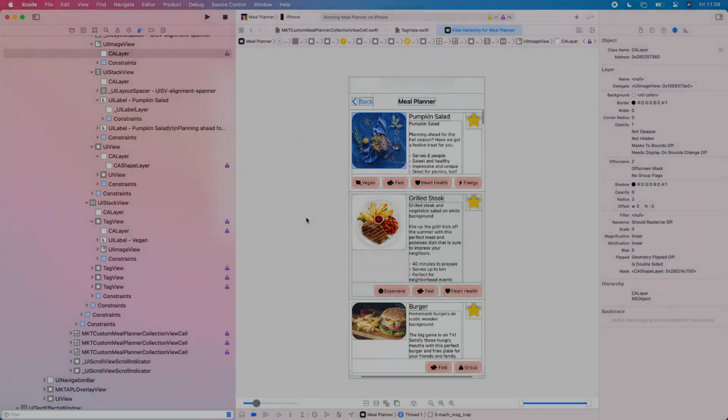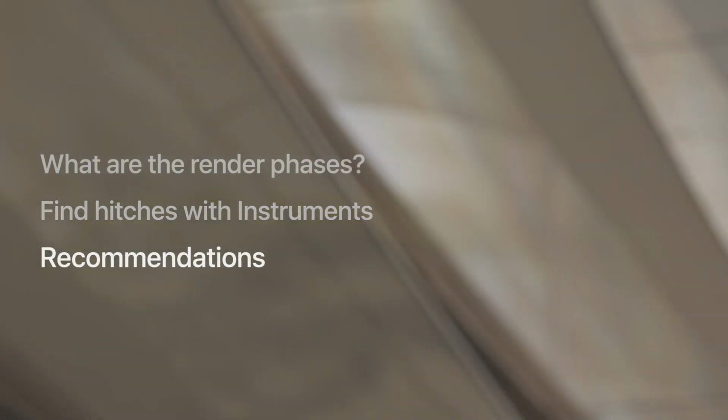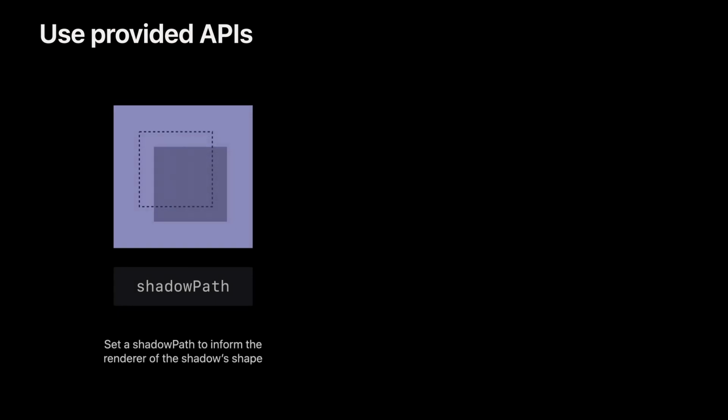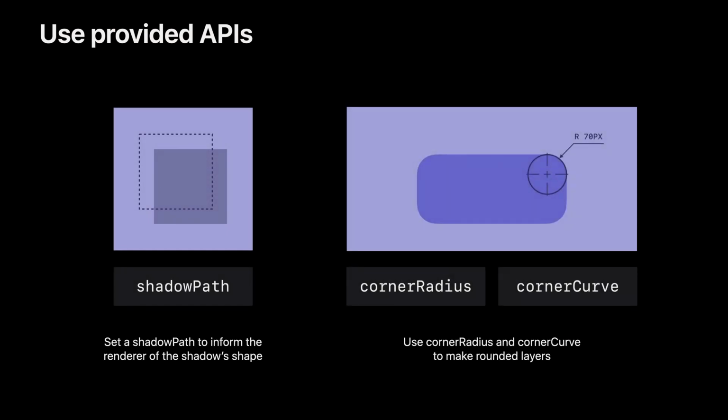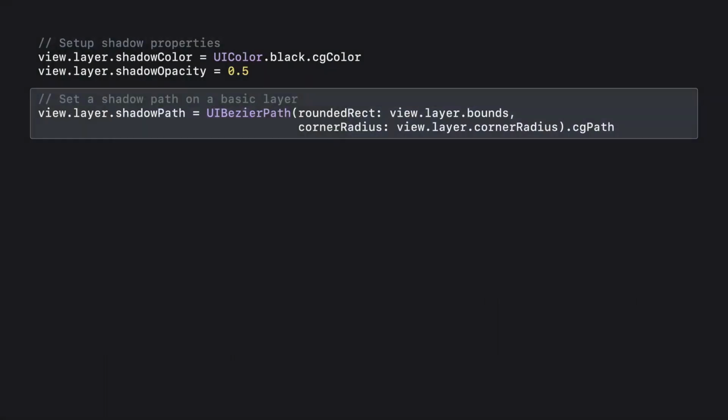Now that we've seen how the Xcode View debugger can highlight off-screen issues in our app, let's recap some recommendations. The most important thing to do in every app is to always use the provided APIs. When setting a shadow, make sure to set a shadow path to save a large number of off-screen passes. When rounding a rectangle, use the corner radius and corner curve properties. Avoid using masks or corner contents to form rounded rectangle shapes. These cause unnecessary off-screens. For most layers, creating a UI Bezier path by rounding the layer's bounds to its corner radius is all that's needed to set a good shadow path.